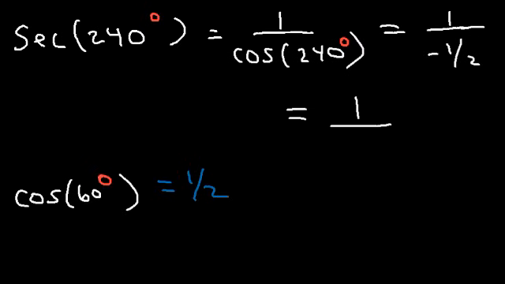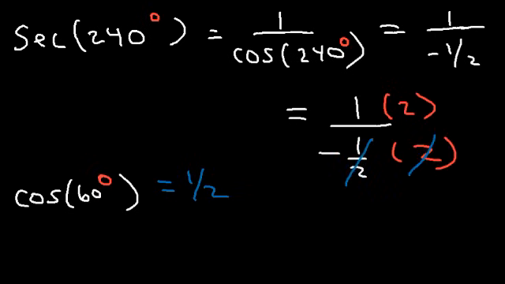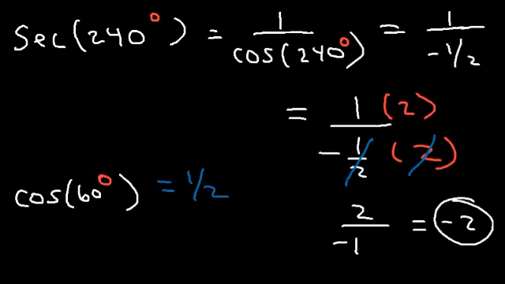So what is 1 divided by negative 1/2? 1 divided by 1/2 is 2. You can figure this out by multiplying the top and bottom by 2. 2 times negative 1/2 is negative 1. So 2 over negative 1 is negative 2. So secant 240 is negative 2.